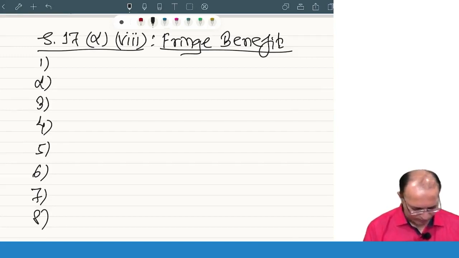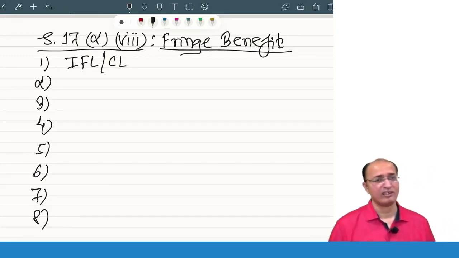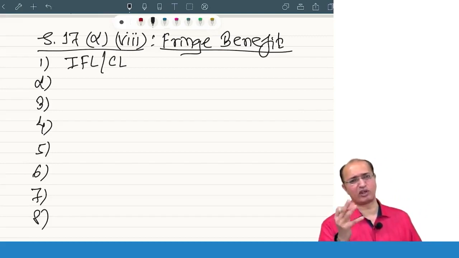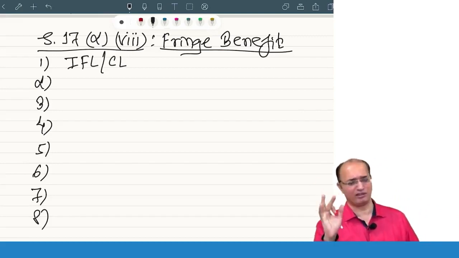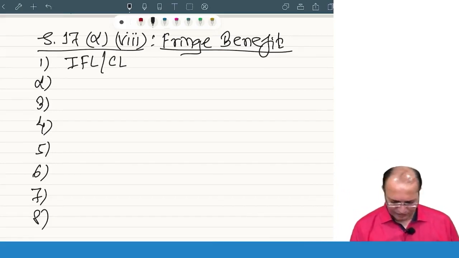Point 1 is interest-free loan, concessional loan. 9 was residuary. 9 was not a specific point, it was a residuary. So just remember 8 points. First was interest-free loan, concessional loan.